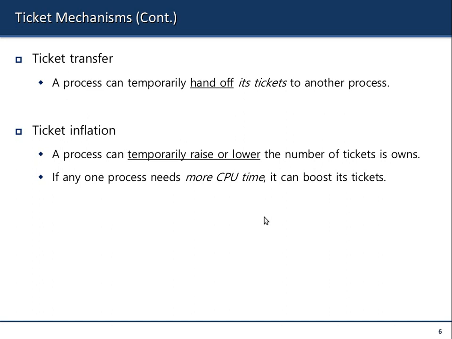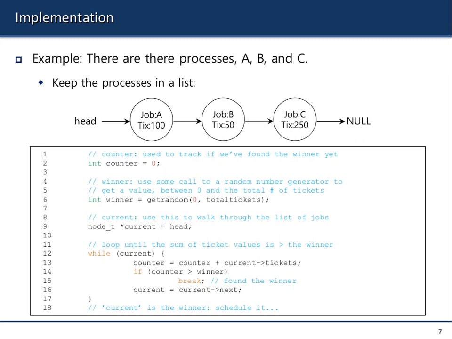Okay. So, again, economics. You think of the system as an economy and you have possible inflation of the tickets. A process can temporarily raise or lower the number of tickets it owns. And if a process needs more CPU time, it can boost its tickets. Like China, for example, if you want to increase the economy somehow, right? What's the currency of China? Chinese dollars. Yuan.